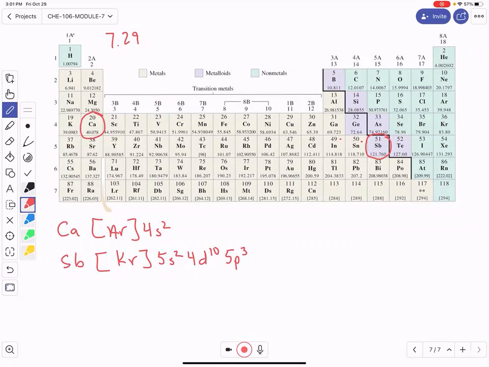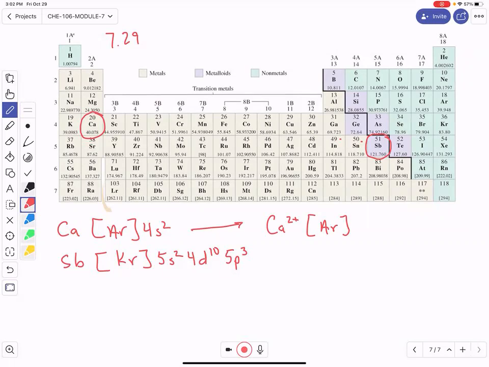So essentially it's kind of a weird way of going about it, but we can look and see that both of these want to react to obtain noble gas configuration. Calcium is the farthest left, so it's the most metallic, so it wants to lose these electrons. So calcium, to become a noble gas configuration, will lose 2 electrons, forming calcium 2+, and then it'll have the configuration of argon.